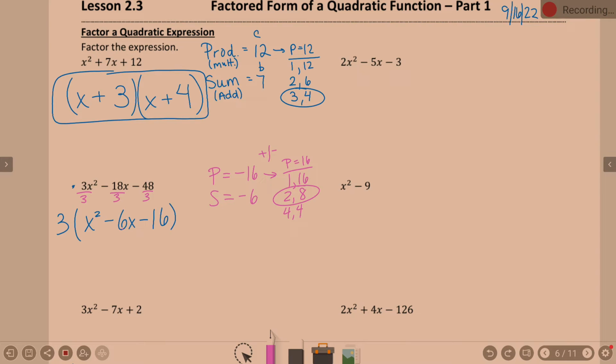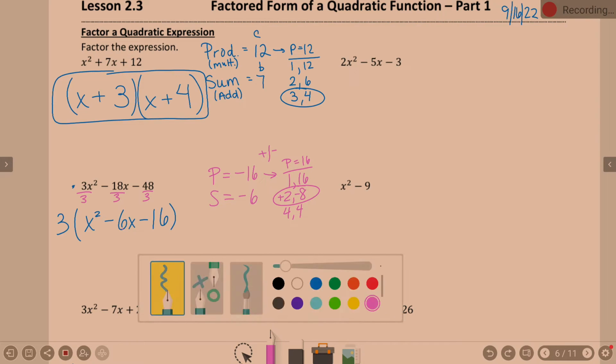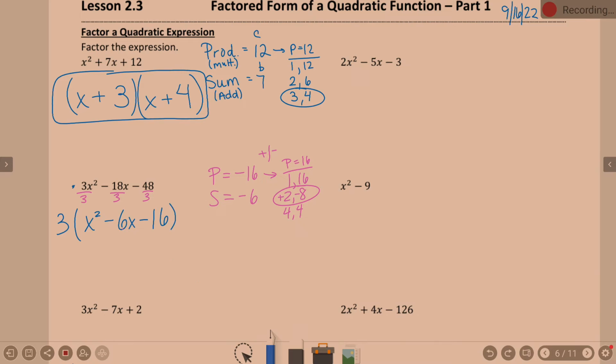Which one has to be the negative? 8 has to be the negative because 6 is negative. And so if 8 is negative, it's the larger number. So negative 8 plus 2. Okay, the deal is, how do I write my final answer?